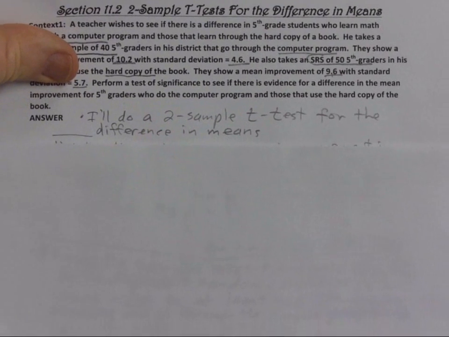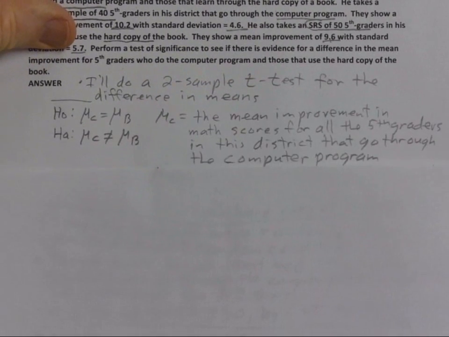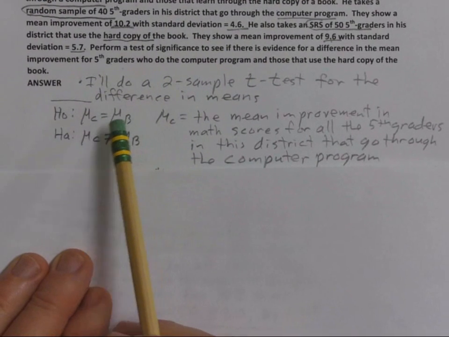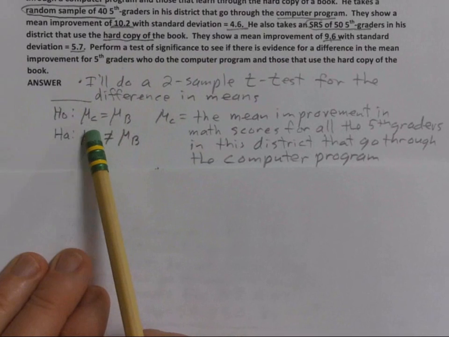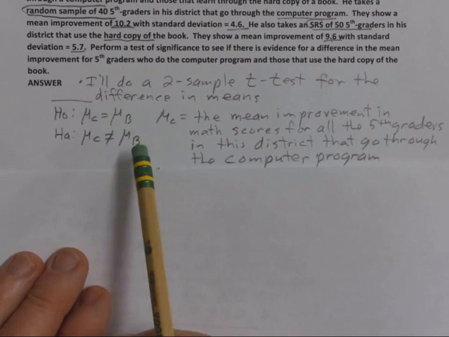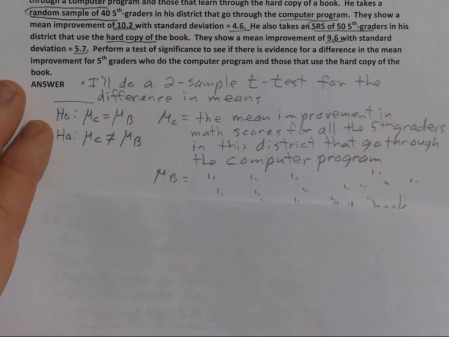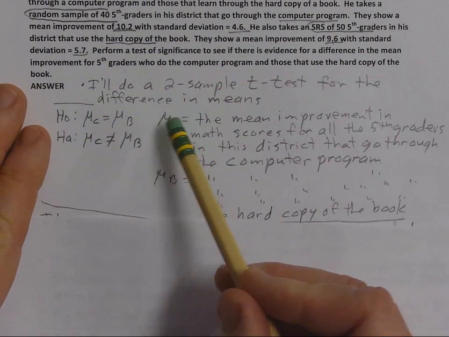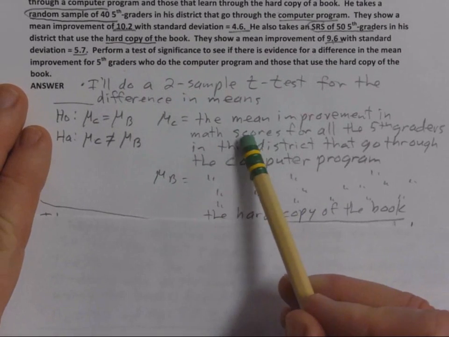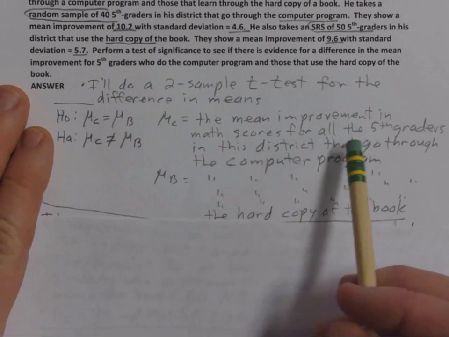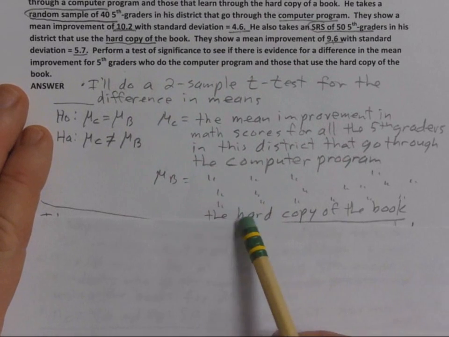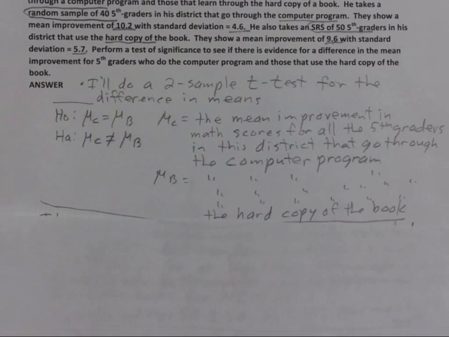All right, then we do our hypotheses. The null hypothesis is always that the two means are the same: the mean for the computer is the same as the mean for the book. And of course, you have to make sure to define your parameters. Mu sub C and mu sub B. Mu sub C is the mean improvement for the math scores for all the fifth graders in the district who went through the computer program. Mu sub B is for those that use the book. So it's the mean improvement.